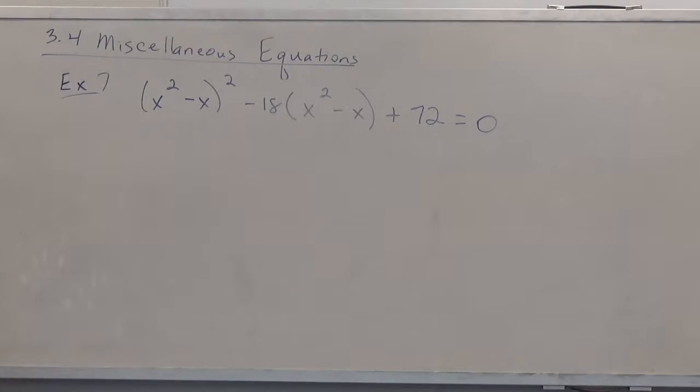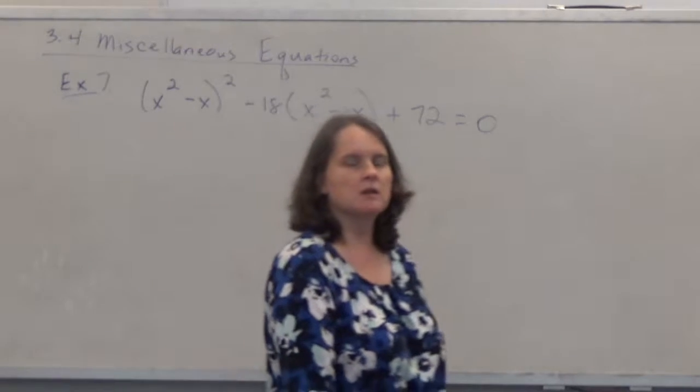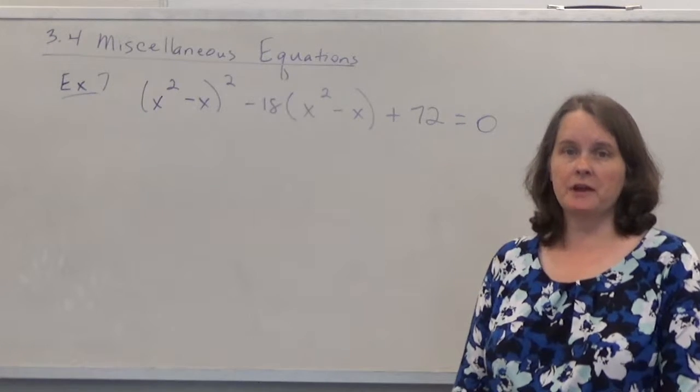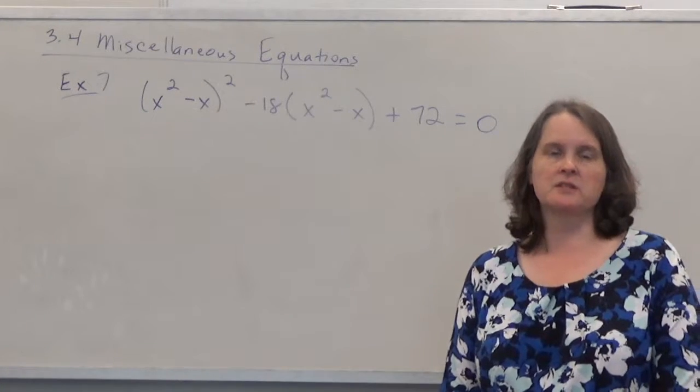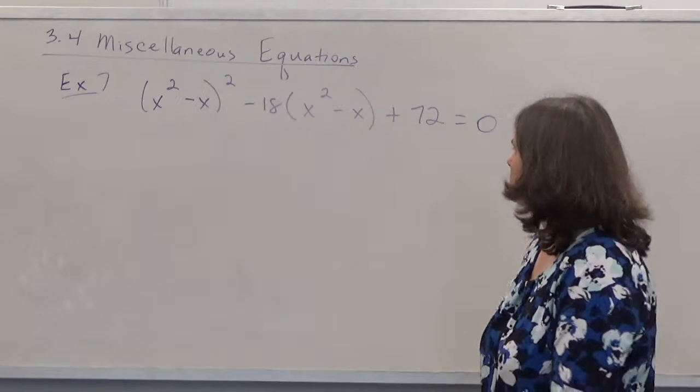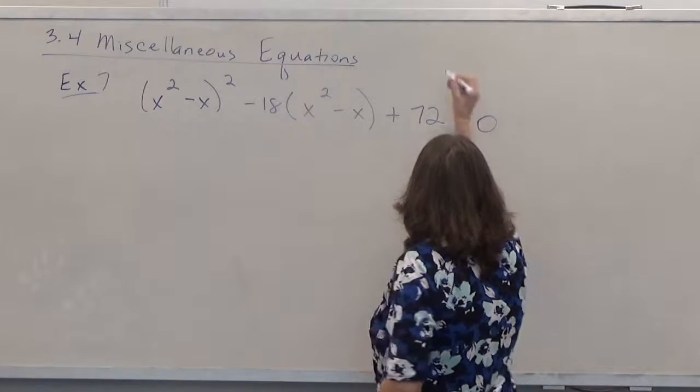Example 7, we want to solve x squared minus x quantity squared minus 18 times x squared minus x plus 72. This is another equation that is quadratic in form, meaning it can easily be expressed as a quadratic equation if we replace the x with another variable. We just have to decide how to define our u. So what should we let u equal?